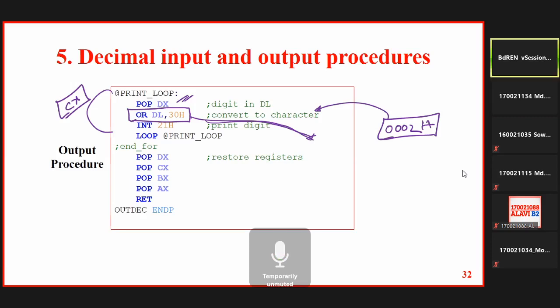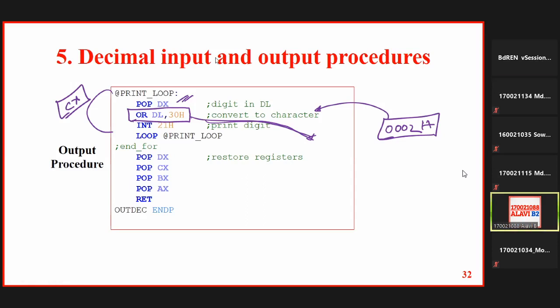Yes, we need to add. In the last class, maybe your Arif sir was saying that it will be more efficient if we use bitwise operations like AND or OR to do different operations. So you already know how to add 30 and print. But I'm asking, using OR, dl comma 30H, we can also convert the number to character.